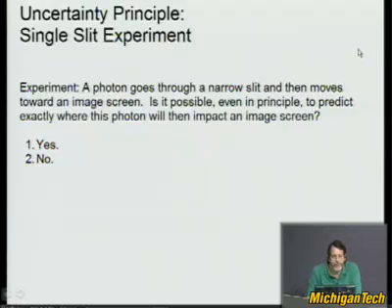Okay, so I like to phrase things in terms of questions because this brings things up very clearly in my mind because it makes me think things through. They're sort of like concept tests. So let's say you have a photon that goes through a narrow slit and then moves toward an image screen. Is it possible, even in principle, to predict exactly where this photon will impact that image screen? So you can think yes or no.